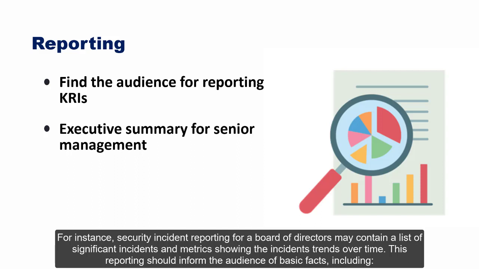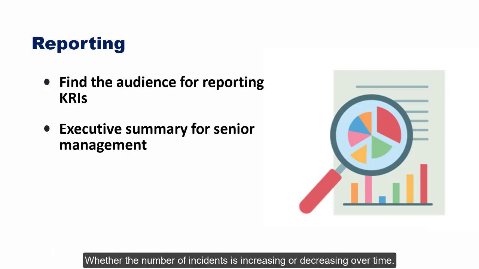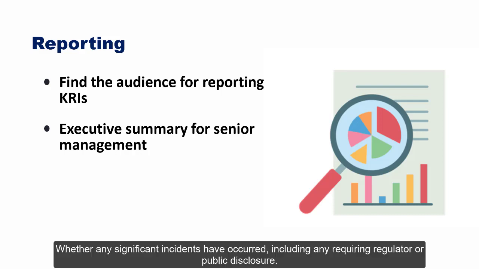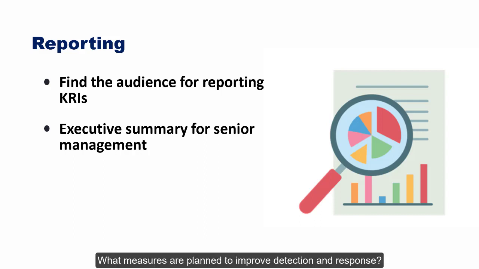Security incident reporting for a board of directors may contain a list of significant incidents and metrics showing the incident trends over time. This reporting should inform the audience of basic facts, including whether the number of incidents is increasing or decreasing over time, whether the effort and cost of incident response increase or decrease over time, whether any significant incidents have occurred, including any requiring regulator or public disclosure. What measures are planned to improve detection and response?